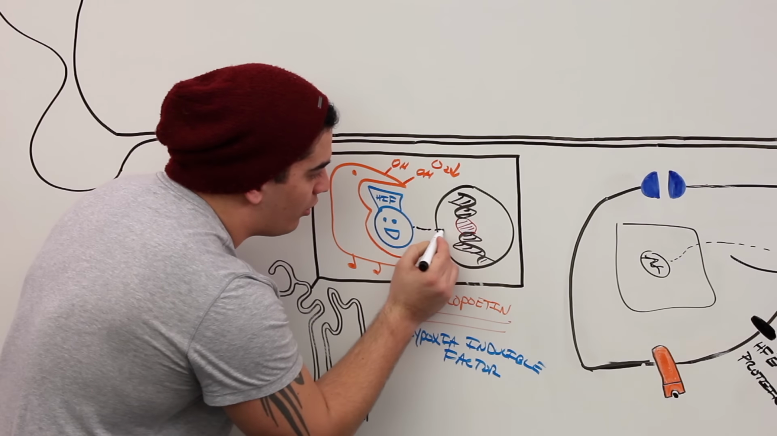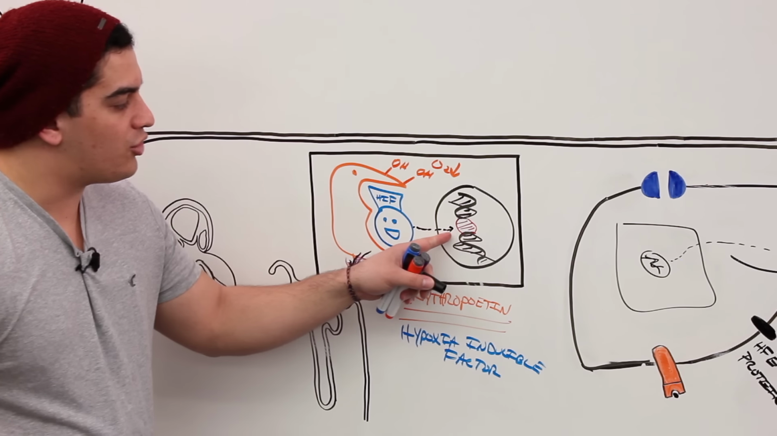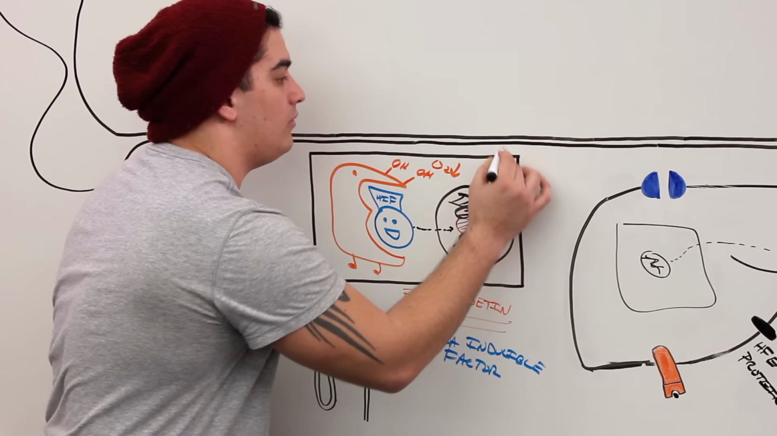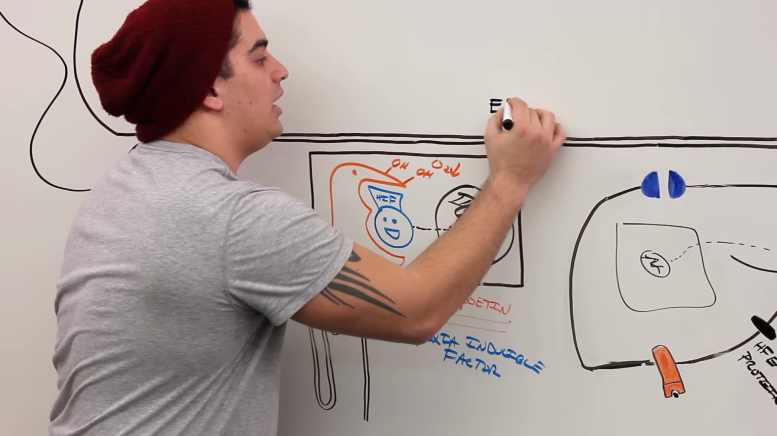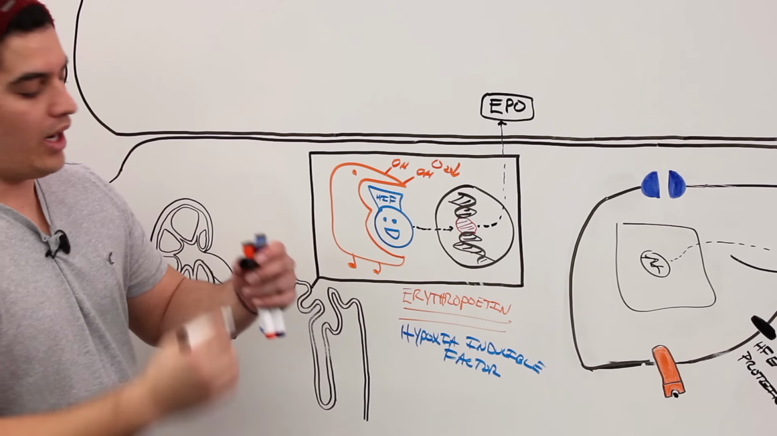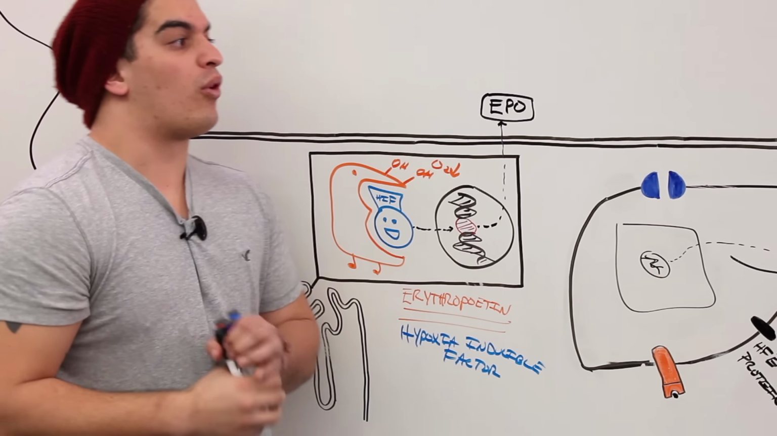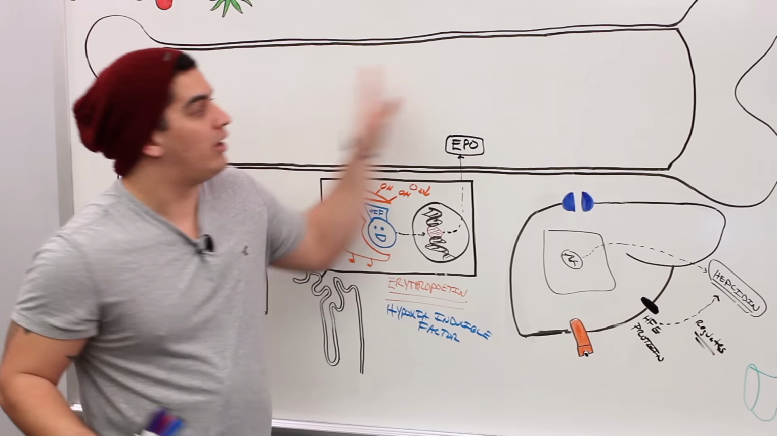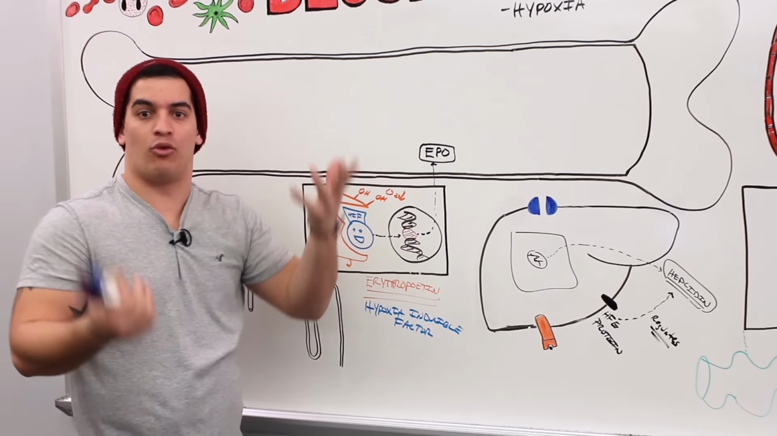HIF gets right into the nucleus, right? Activates and transcribes these genes, and then guess what this puppy starts secreting? EPO, which we already said is erythropoietin. All right? So far we've gone over all the things that we need in order for this process to occur. Now let's go ahead and show the entire process of this red blood cell formation.